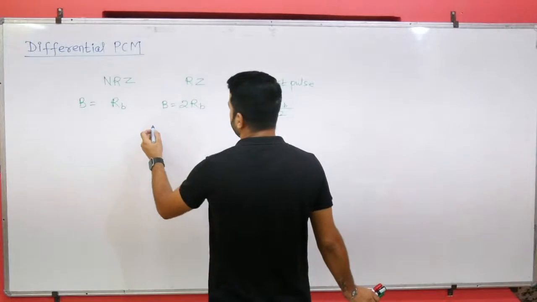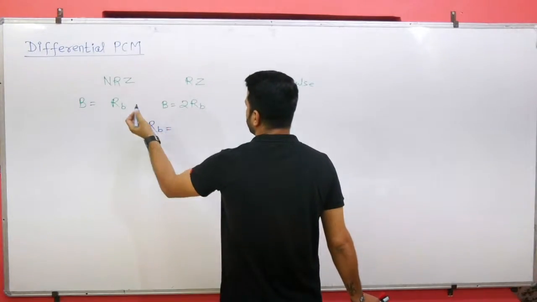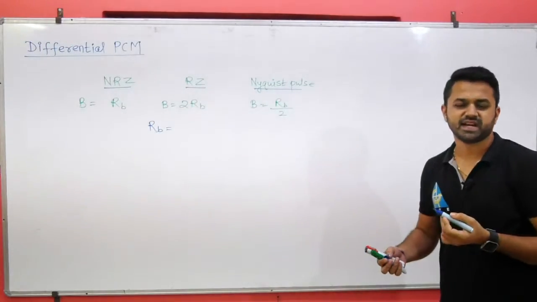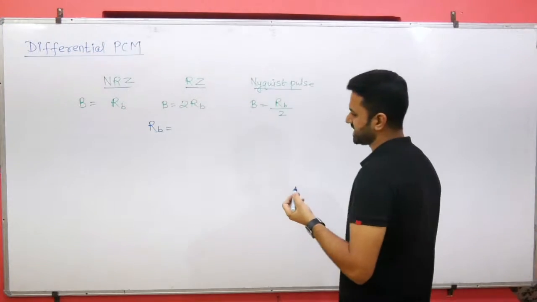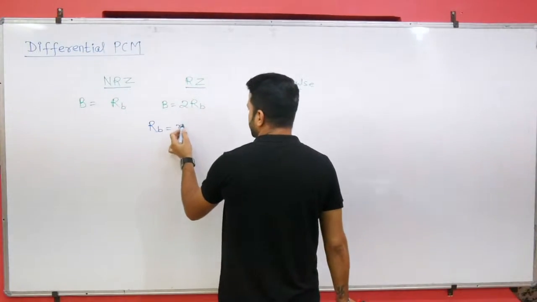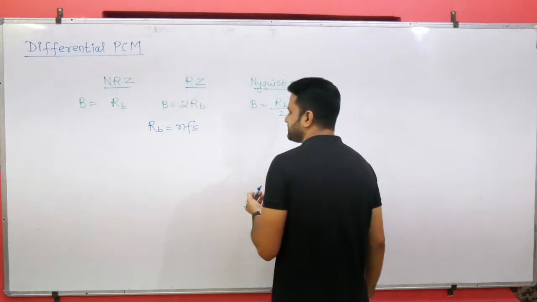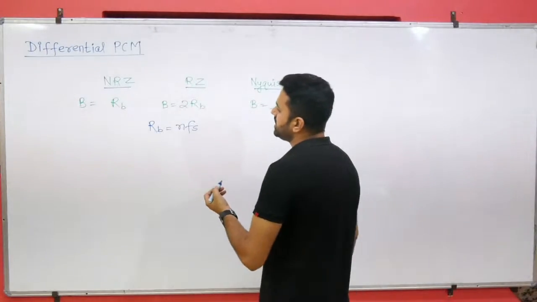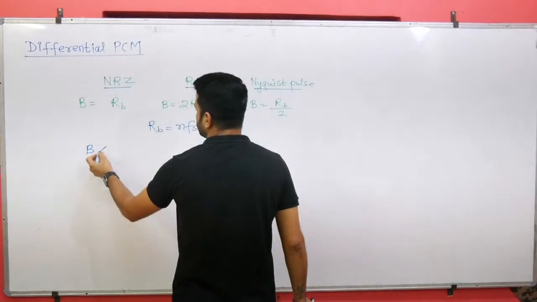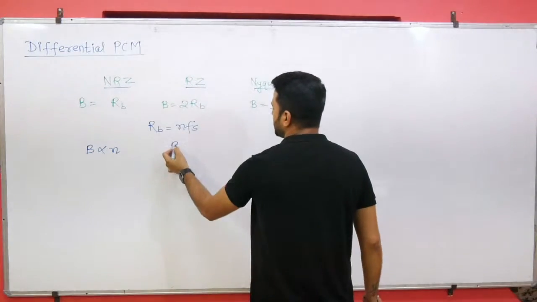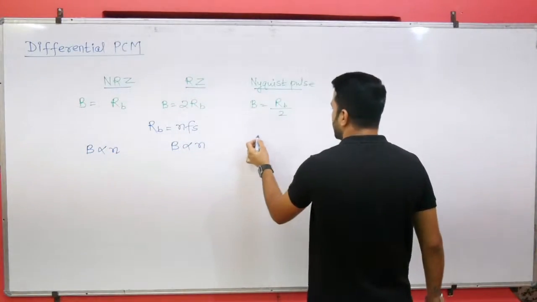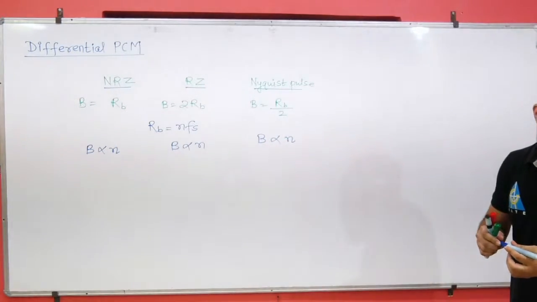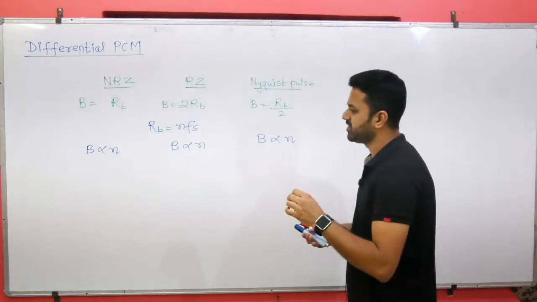And what is the value of RB? It doesn't depend on the type of encoding scheme. The bit rate doesn't depend on the type of encoding scheme. So in pulse code modulation, RB is always equal to NFS. Now we can say that the bandwidth is proportional to the number of bits. So the bandwidth is proportional to the number of bits.